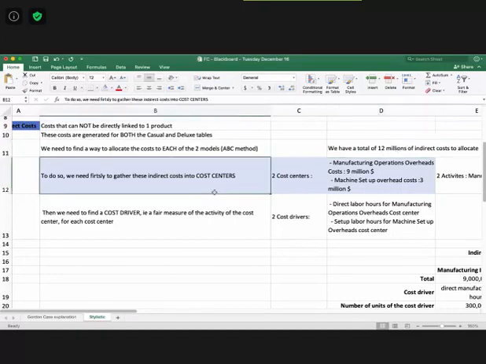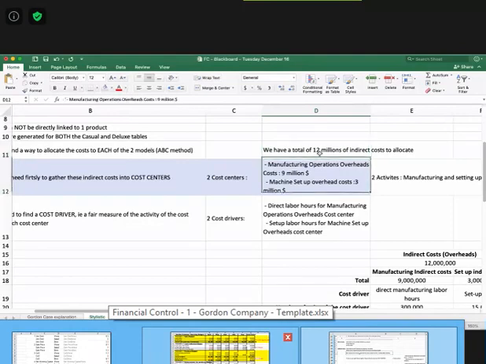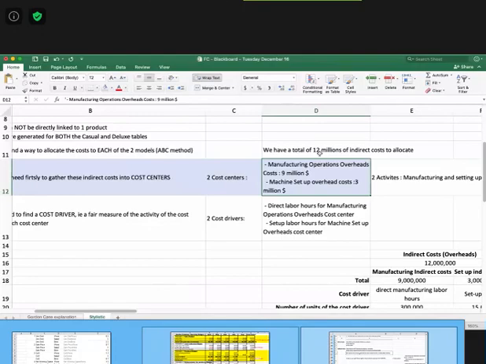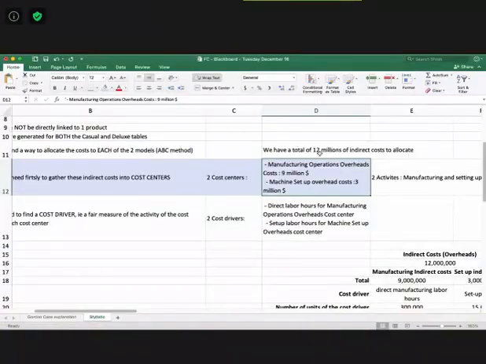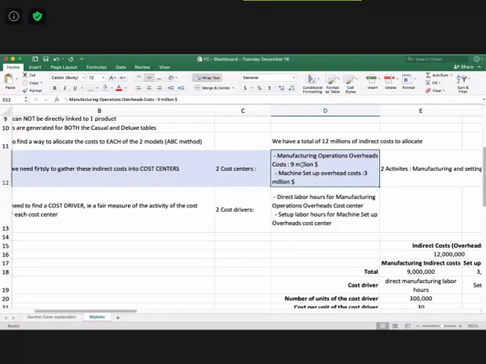So to solve that problem, we firstly classify this 12 million into 2 drivers of this cost, 2 generators of this cost: manufacturing activities and setting up activities. So already we know that this 12 million can be split into 2 types of activities: manufacturing activities, for which we have a total amount of 9 million, and setting up activities, for which we have a total amount of 3 million. Now we need to find a way to allocate the 9 million between deluxe and casual tables, and to allocate the 3 million between the deluxe and casual tables.